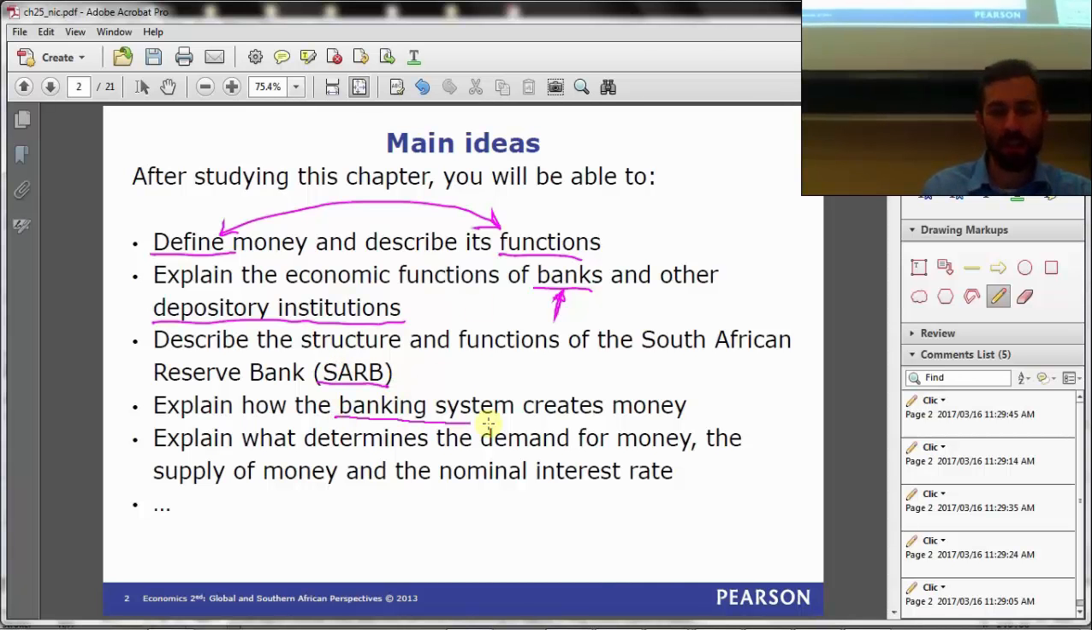So the banking system, in the terminology that the textbook uses, creates money. I don't like to refer to banks as creating money. I think it's a confusing terminology. Nevertheless, we will use that terminology, and I will illustrate why I feel it's not the best terminology, but it has a meaning. Banks create money. It has a meaning, and we will use that meaning as we go through the chapter.